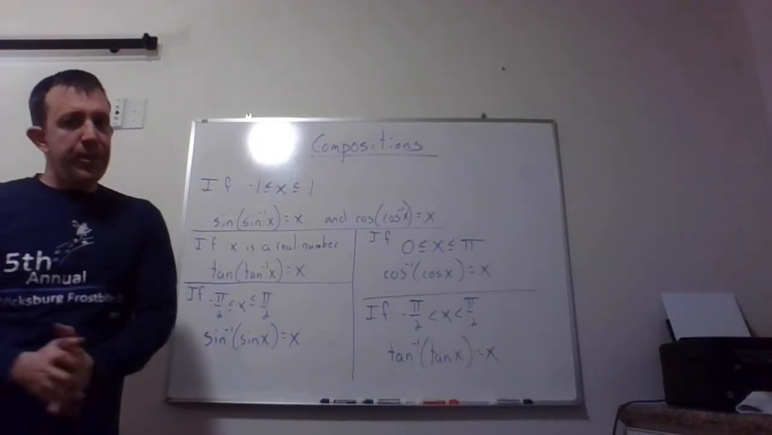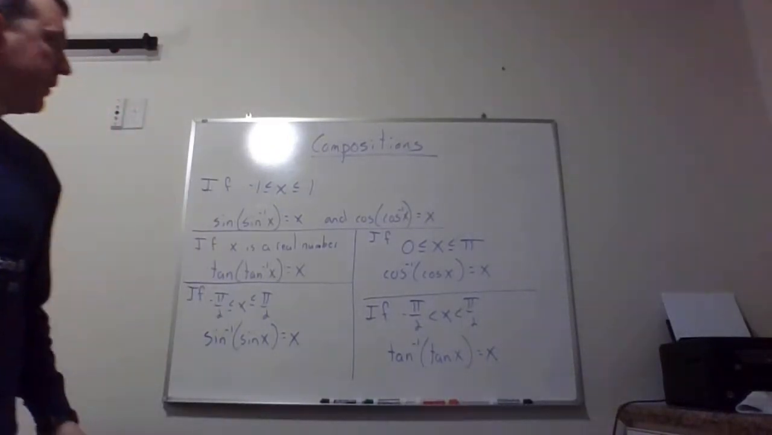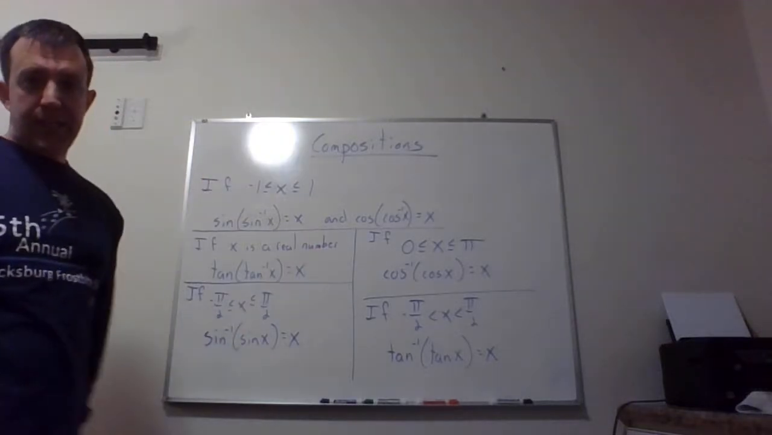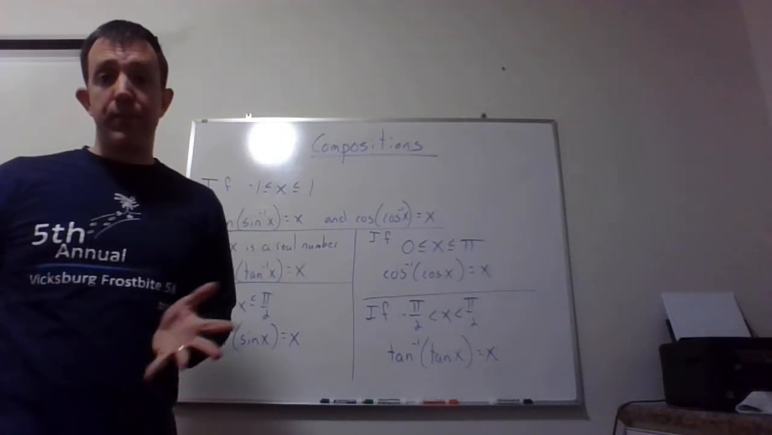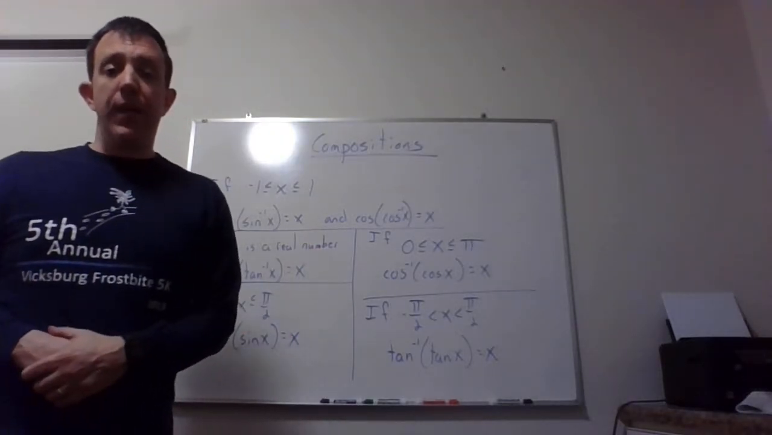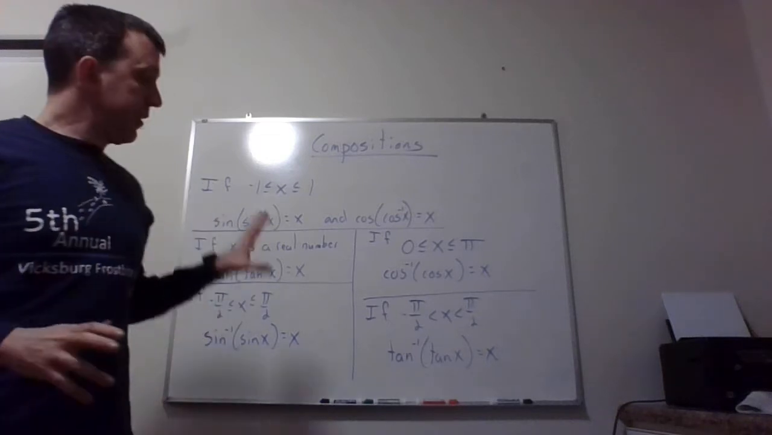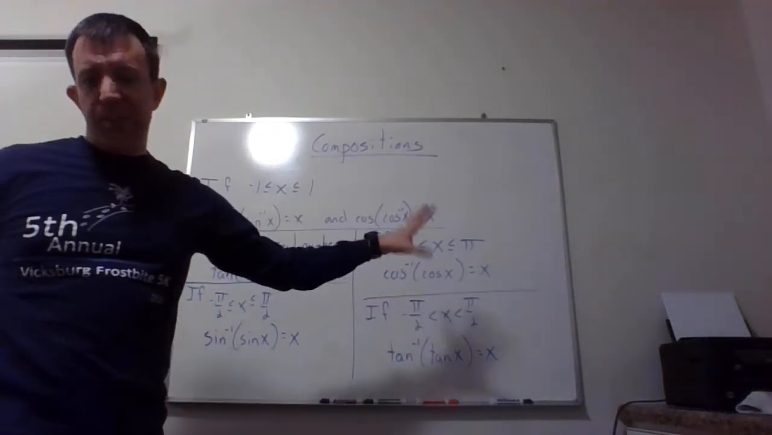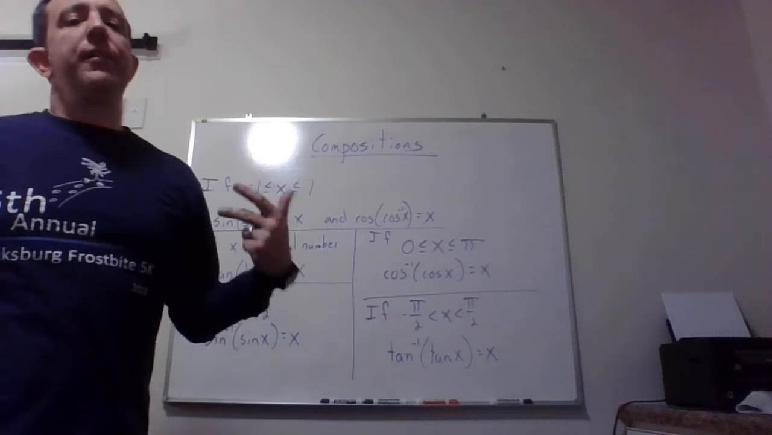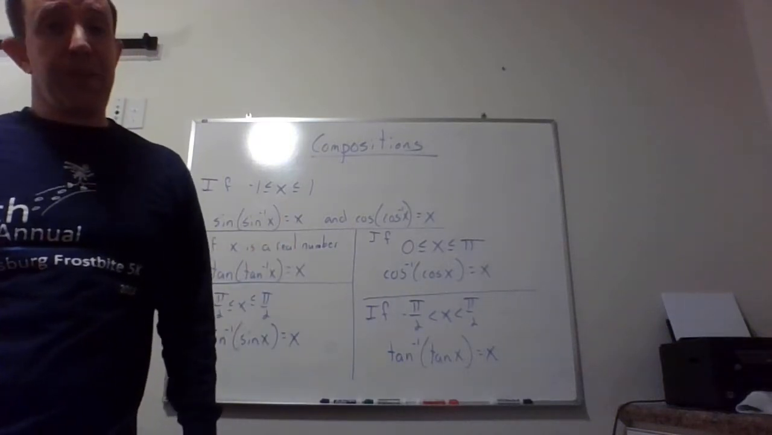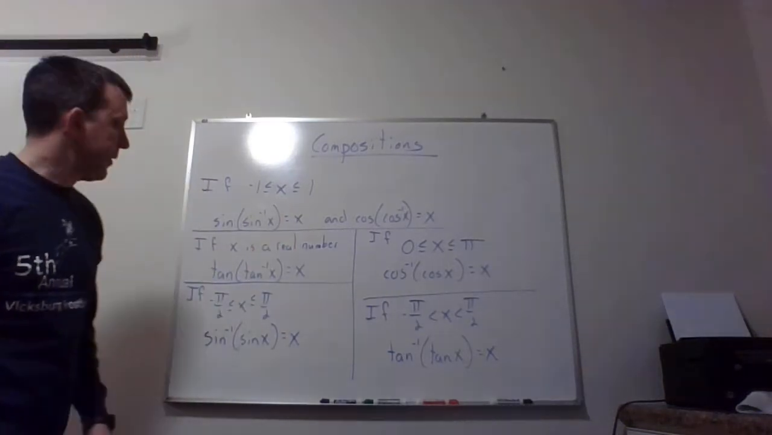All right, continuing on here in section 7. We're going to look at composition of the inverse functions with the regular trig functions. They're going to be a little bit weird, so I have a lot of information here on the board. I'll talk through it a little bit, and then we'll jump in and try a few examples. But some strange stuff is going to happen here.